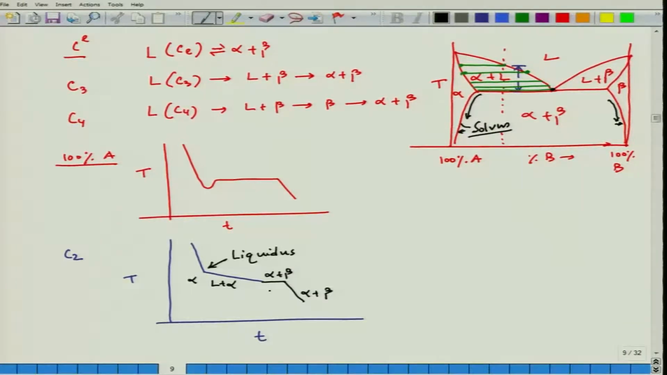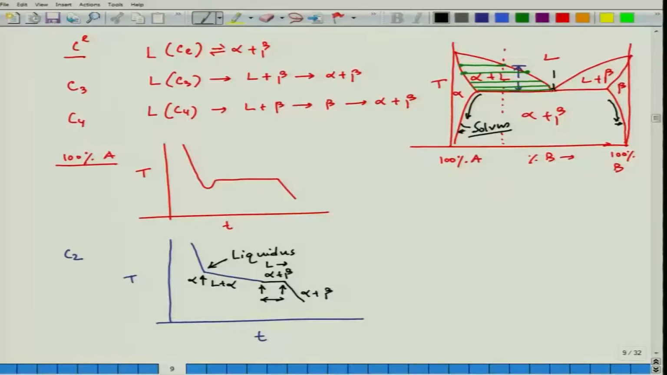Now, we see the transformation pattern looks like this, the cooling curve looks like this. So, we have three segments, a definite slope change happening at 3 segments, and in this zone we are getting single temperature transformation. That means, during the product formation from liquid to alpha and beta, as we have seen, liquid is converting into alpha and beta, eutectic transformation is taking place, and the temperature is not changing until all the liquid solidifies. So, this is the phenomenon that is going on at C2.